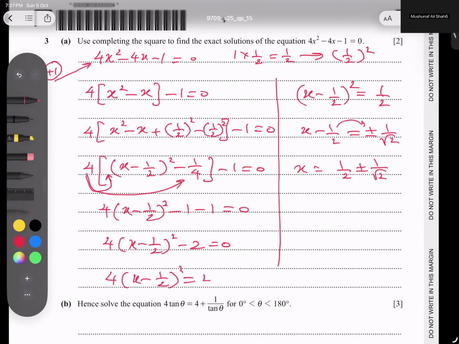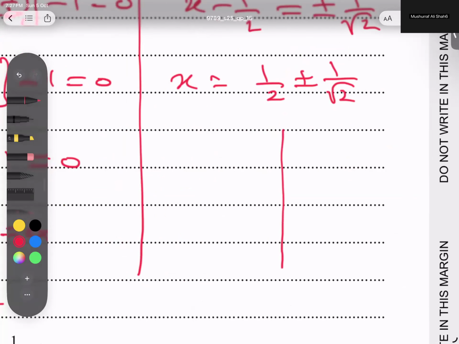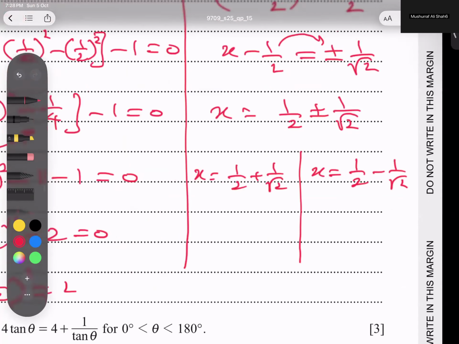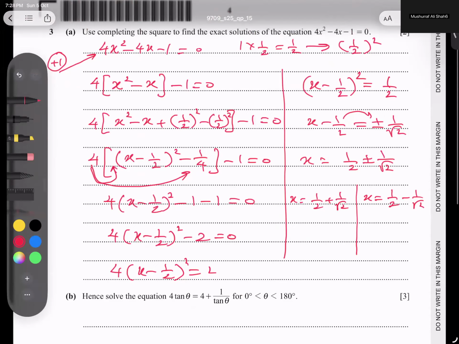So I will divide in two categories. One, I will pick a plus and one negative. Half plus 1 over root 2, and I get a second one, half minus 1 over root 2. Okay, now we have to take LCM. And just a minute, please.